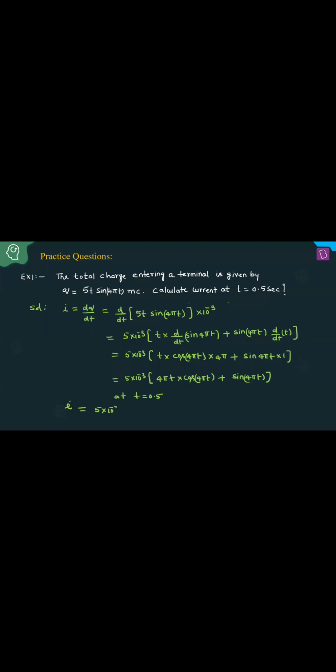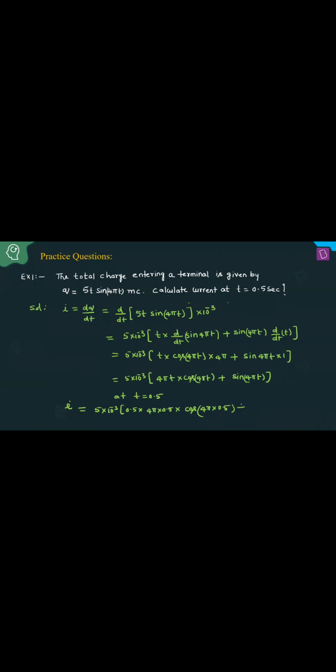5 into 10 power minus 3. You substitute t equals 0.5 in 4 pi t. This is in radians. You can multiply with 180 by pi to convert into degrees. Or otherwise, you directly write pi equal to 180 degrees. Instead of 180 by pi, it is better to write pi equal to 180 degrees.